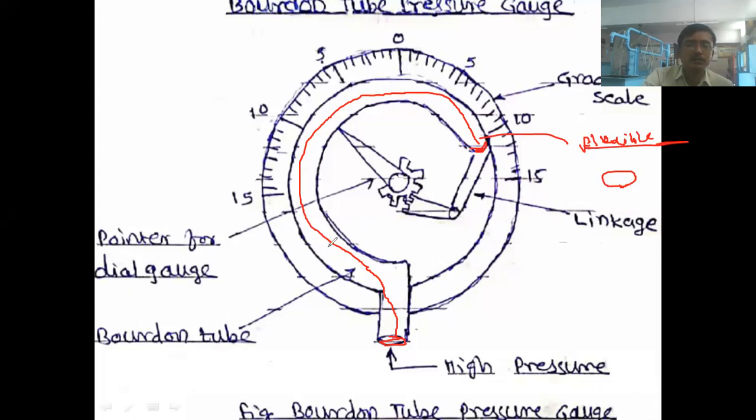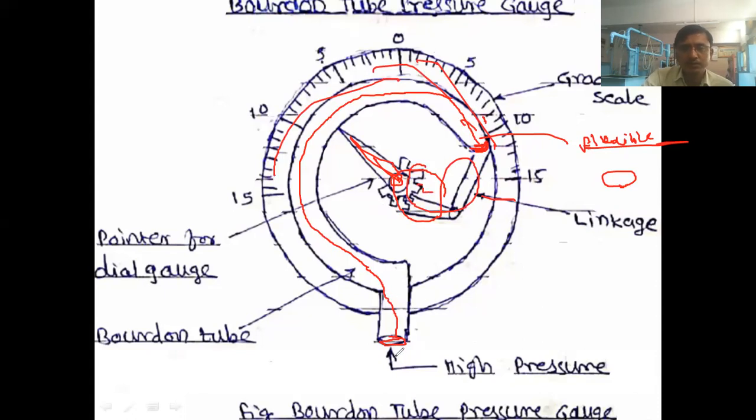Okay. The other end of the Bourdon tube is connected with a link to this rack and pinion arrangement. This is connected with the pointer. The pointer is visible from the outside on the screen. This scale is also visible to us from the outside on the screen. But this tube and the inner mechanism are not visible to us from the outside. They are internal parts. Okay. This is the Bourdon tube.